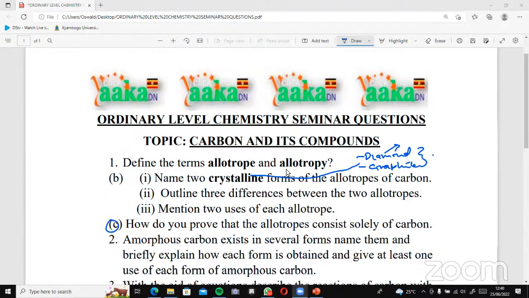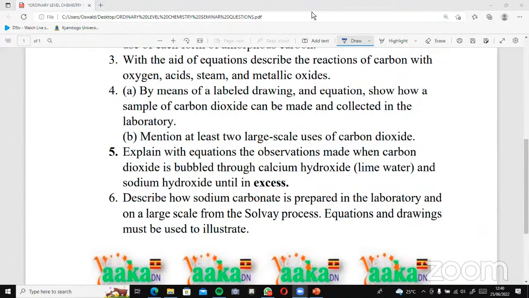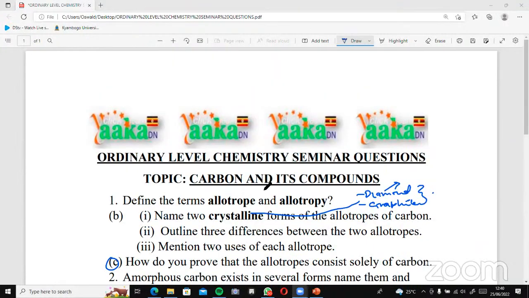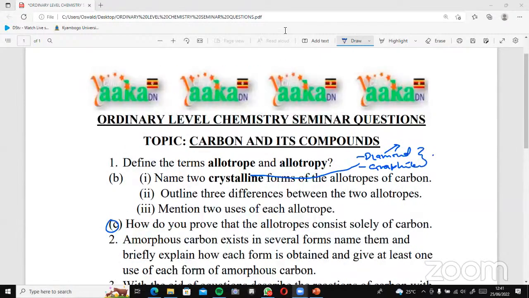Members, because of time, we shall not be able to go through all these questions. There are very many, there are 6 of them. But once you look through the work, I'm going to share the presentation with you, and then you go ahead and read and attempt these questions. If you don't understand, reach me via my WhatsApp number, or you can call me. Then I'll be able to help you. If you have any other questions, you can ask as we wind up.